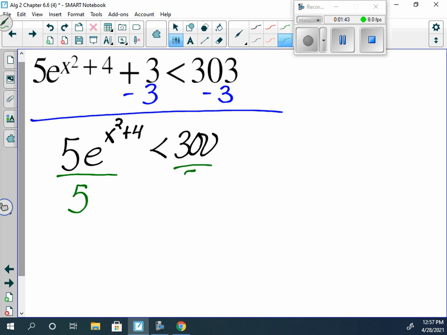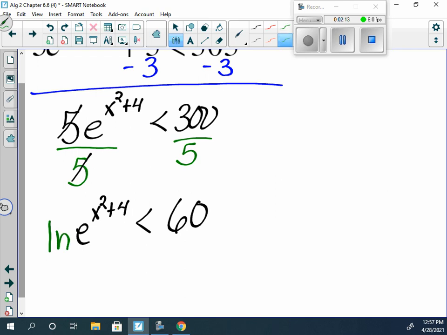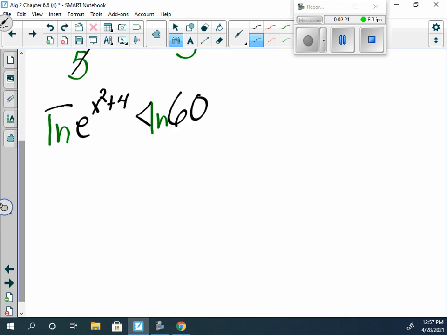ln of 5e would work, but we'd have to split that up into addition to be able to get the 5 away from it. So it's a little bit easier to divide both sides by 5 first, because these would cancel, giving us e to the x squared plus 4 is less than 60. And then we would use ln. Now we would use it, because we want to wait until e is completely by itself. We don't have anything being multiplied or added to it before we apply it to both sides.